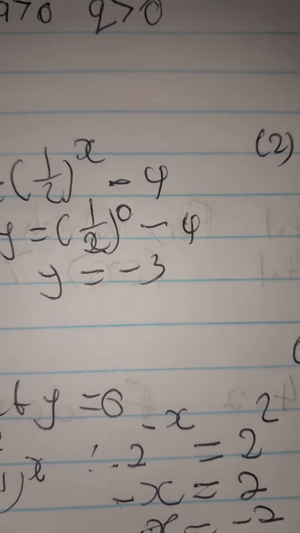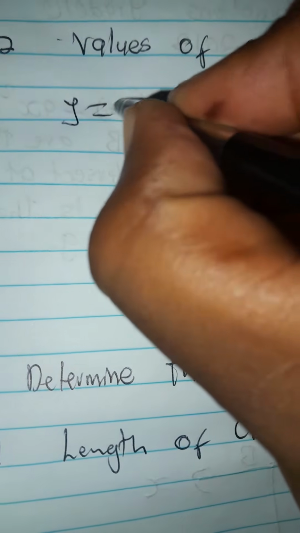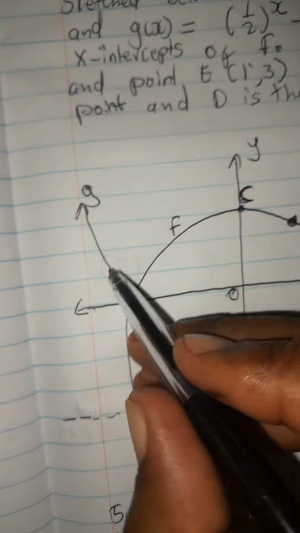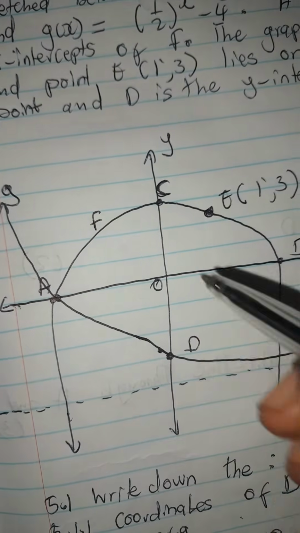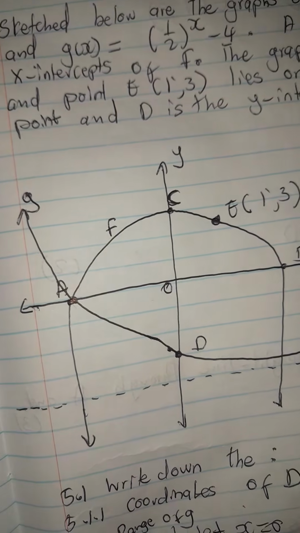Then let's go to the other questions. So we are at 5.2.2. The question says we need to calculate the values of a and q. You may recall that the graph was given as ax squared plus q, and it passes through E, which is (1, 3). Another coordinate it passes through, we can use A, which is (-2, 0).